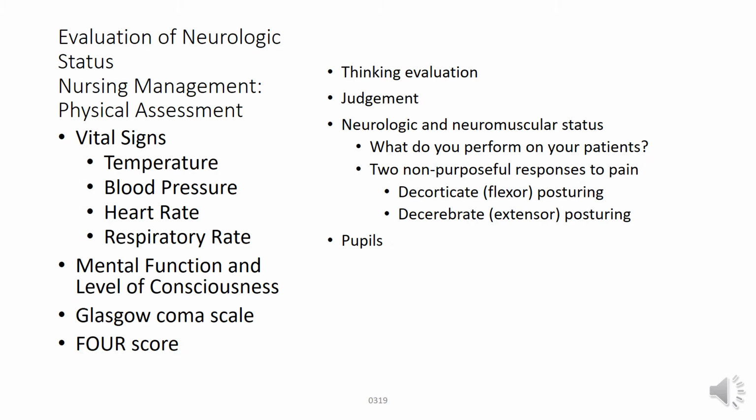The FOUR score is a tool used to assess comatose or intubated patients who cannot speak for themselves. There are a total of 4 areas that we test, and they can receive a maximum of 4 points in those areas. The areas that we test are the eyes, the motor response, the brainstem response, and the respiratory function.